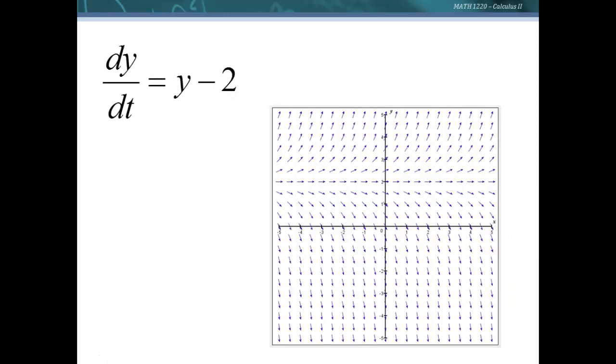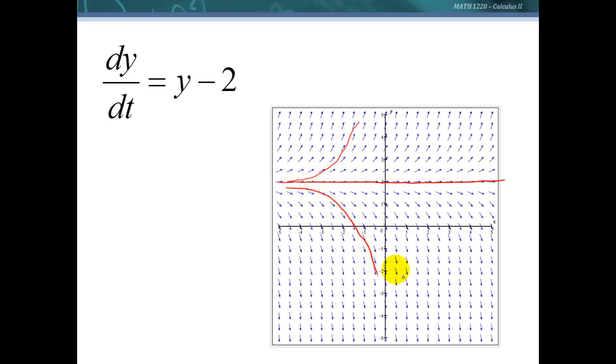Let's look at this slope field and see what we can see in it. We have the differential equation dy/dt equals y minus 2. Can you see the equilibrium solution here? We can see it just staring at us right here. Here we have zero slope, which means it's not changing. The rate of change dy/dt equals 0 anywhere along here. And then we can see what the other solution curves would do if we were a little above or a little below.